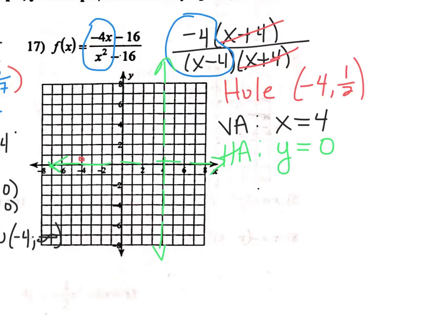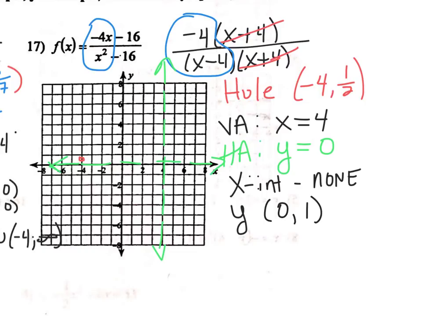Okay, now the next thing we need is the x and y intercepts. To find the x-intercept, I make y 0 and solve for x. The problem with this is I don't have any x values left up here in the numerator. They were canceled out. So in this case, I have no x-intercept. For the y-intercept, I make x 0 and solve for y. When I make x 0 right here, this just becomes 0. And I end up with a negative 16 over negative 16, which is just 1. So my y-intercept is at 0, 1.